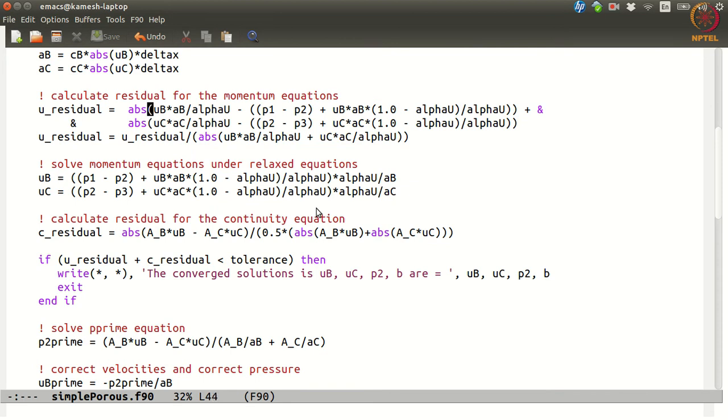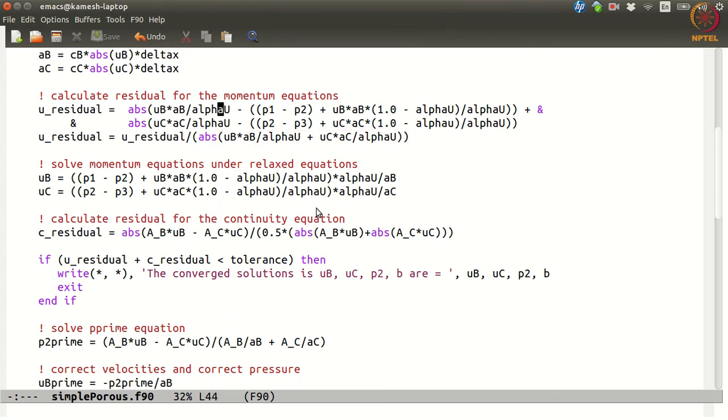Okay, so we want to see the amount by which this is not satisfied and the amount by which the C cell values are not satisfied. Then we calculate these two. Okay, that is the sum. So U residual gives you the residual for cells B and C. Then we are also updating U residual by the absolute value of the central coefficient.